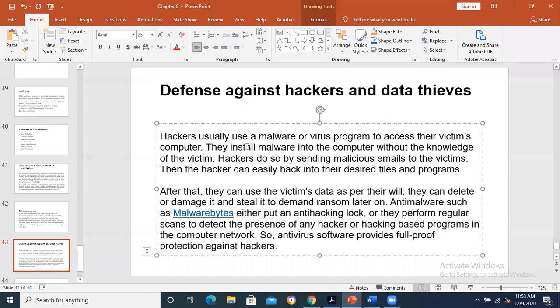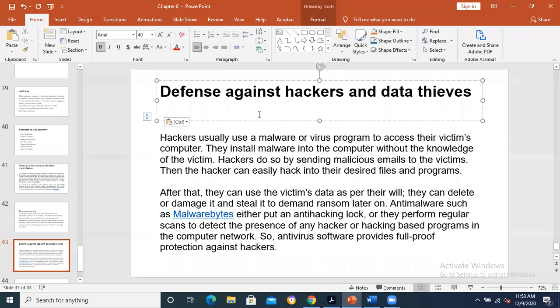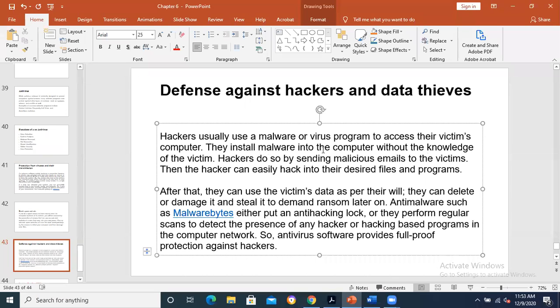Hackers usually use a malware or virus program to access their victim. That's why we had discussed that the hacker will send some virus or a program to watch the activity. That malware, which is designed to spy or do some illegal task in your computer system, of course hacking can be prohibited by good antivirus software. They install malware in your computer system without your knowledge, and then that malware works in your computer system and facilitates the hacker.